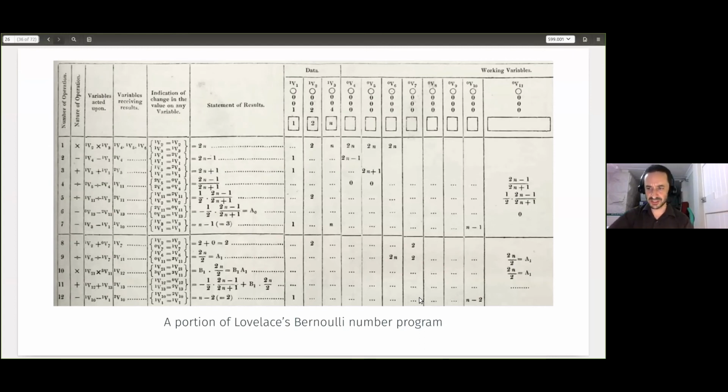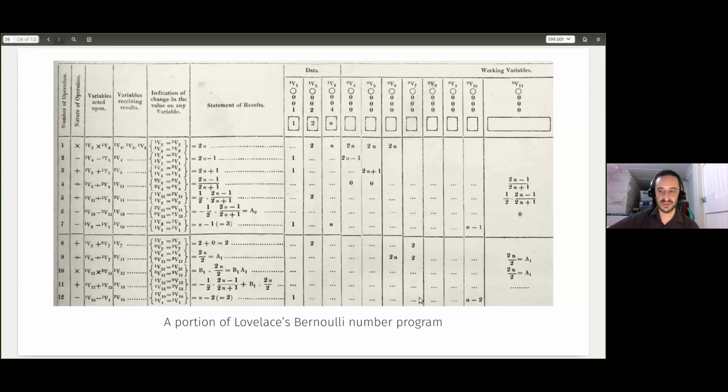And I should stress this is only a small part of the program. It continues off to the right and it continues down the page quite a long way. But to make it legible, I decided just to show you the top left corner of it. So you can see this looks to me very much like some kind of assembly language, right?